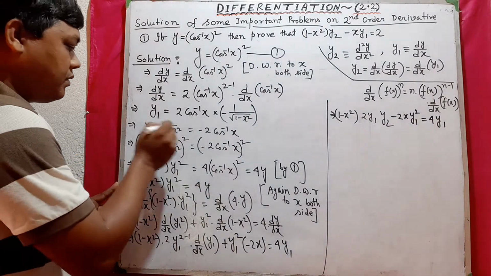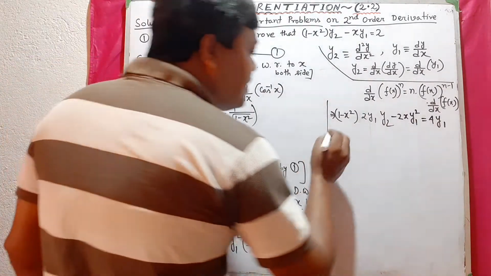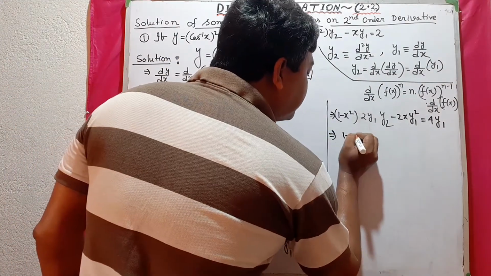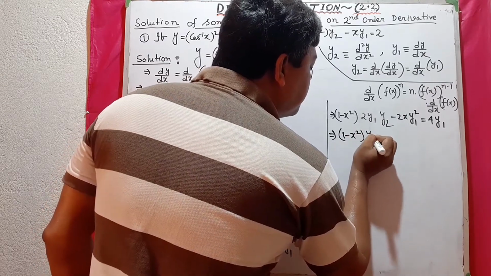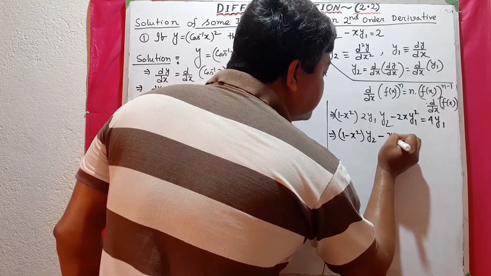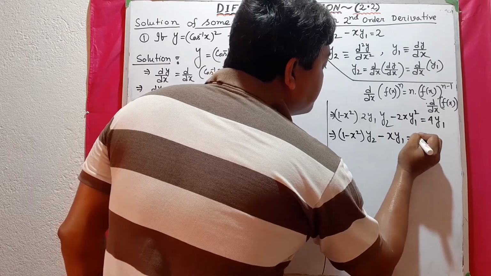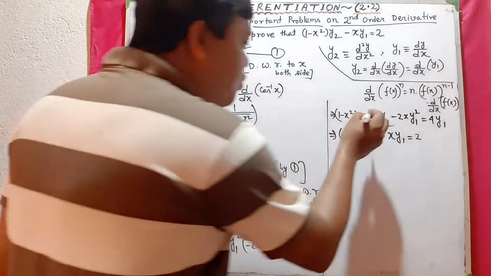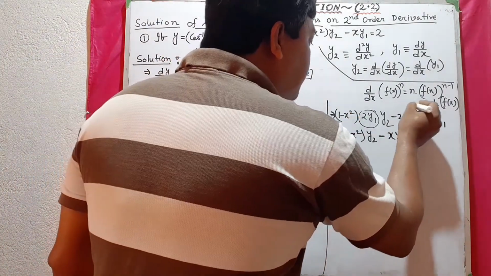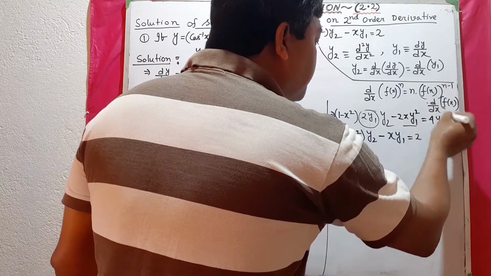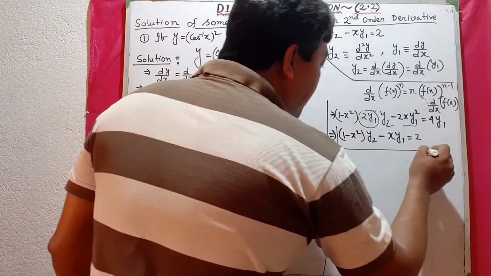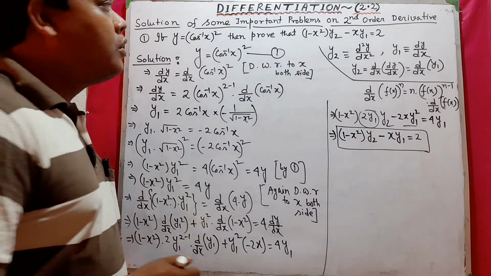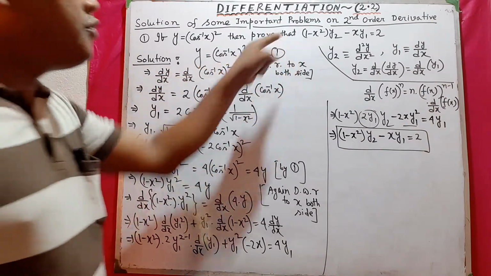So this y1 is non-zero, so we can divide 2y1 throughout the equation. So we get (1 minus x square) into y2 minus x into y1 equals to 2. Dividing by 2y1, the 2y1 cancels from here, and from here we get 2. So (1 minus x square) into y2 minus x into y1 equals to 2. So the result has been proved.